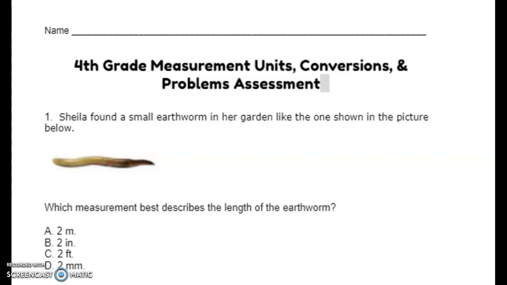Number 1. Sheila found a small earthworm in her garden like the one shown in the picture below. Which measurement best describes the length of the earthworm? A. 2 meters. B. 2 inches. C. 2 feet. Or D. 2 millimeters.